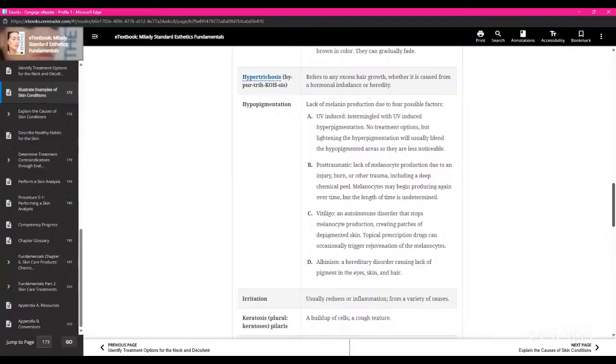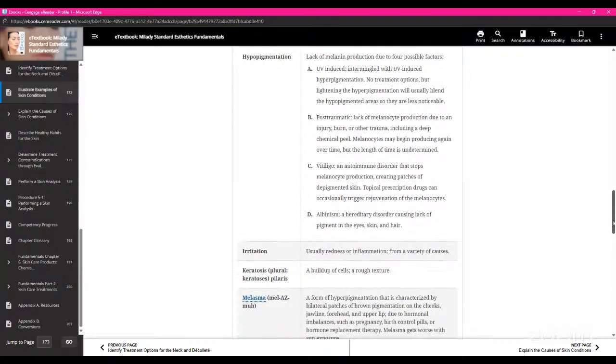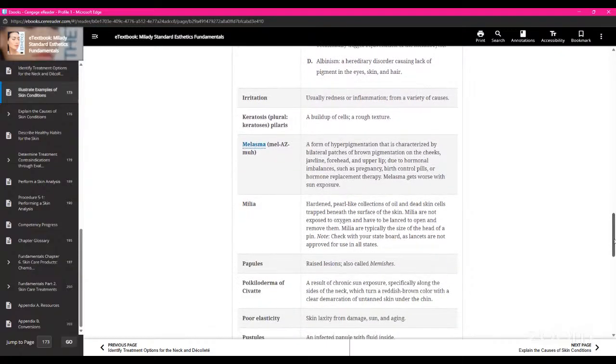Hypopigmentation, hypo meaning a lack of melanin in a particular area, hypo, lack, pigmentation, color. So it's a lack of color. Okay. And you'll find this in albinism, post-traumatic, UV-induced, okay, just different autoimmune diseases. So you will find hypopigmentation. You'll find a lack of melanin in certain areas.